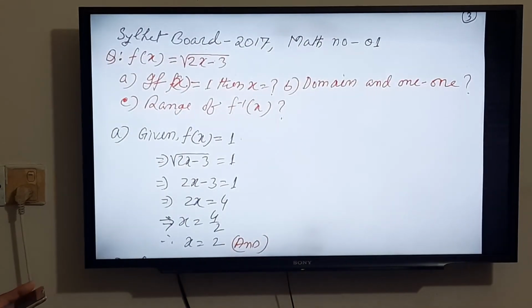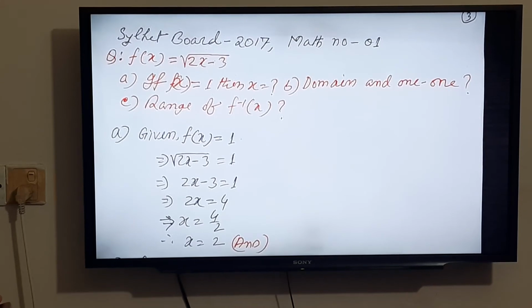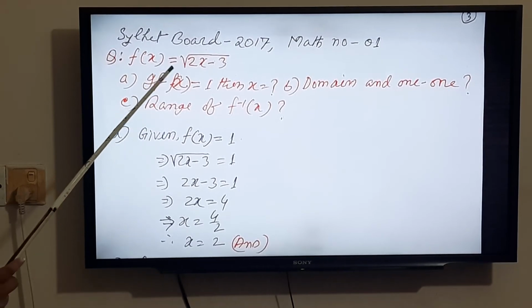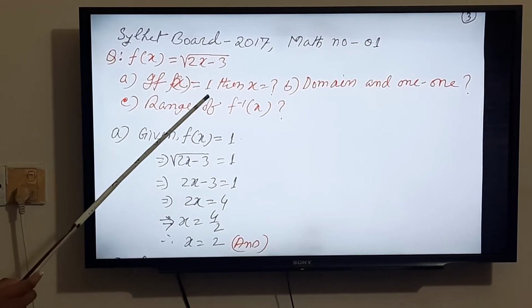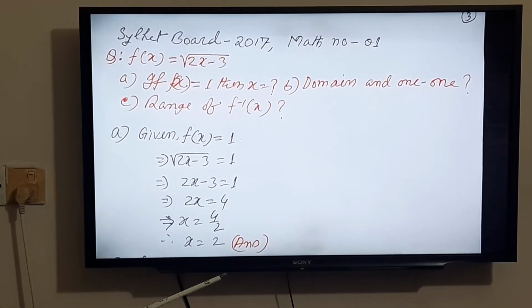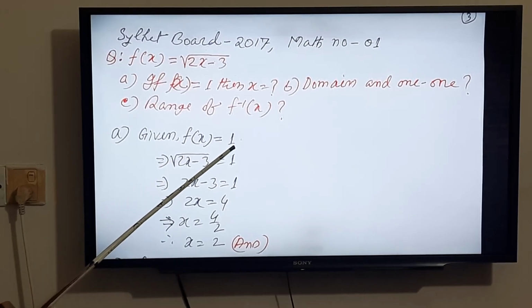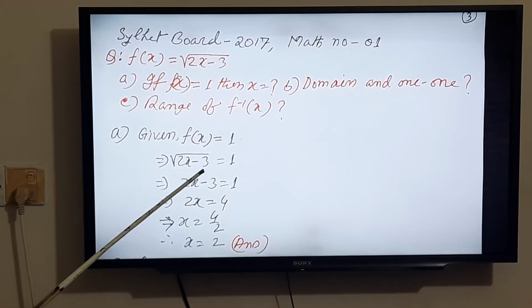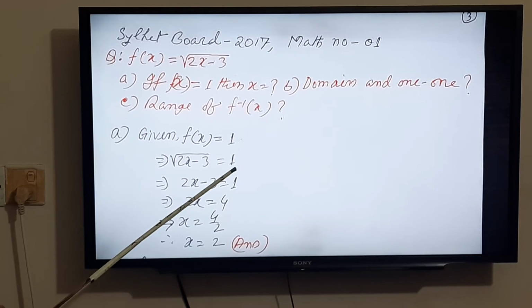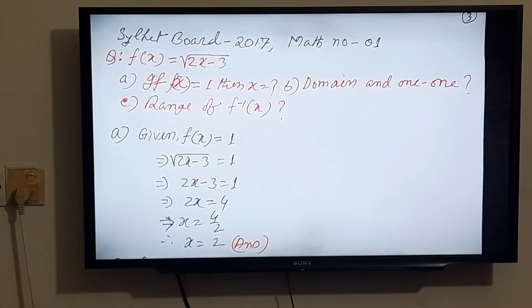Now the question, Select Board 2017, math number 1. Here f of x is equal to root over twice x minus 3. We need, if f of x is equal to 1, then find the value of x. So given f of x is equal to 1, then x is equal to what? Root over twice x plus 3 minus 3 is equal to 1. Then x is equal to 2. This is the answer of question A. I think it is a very easy calculation.